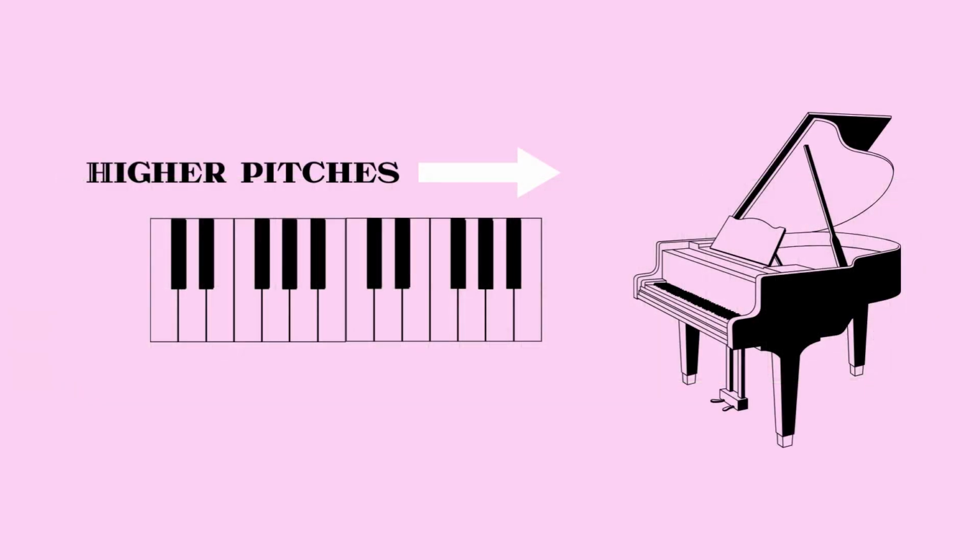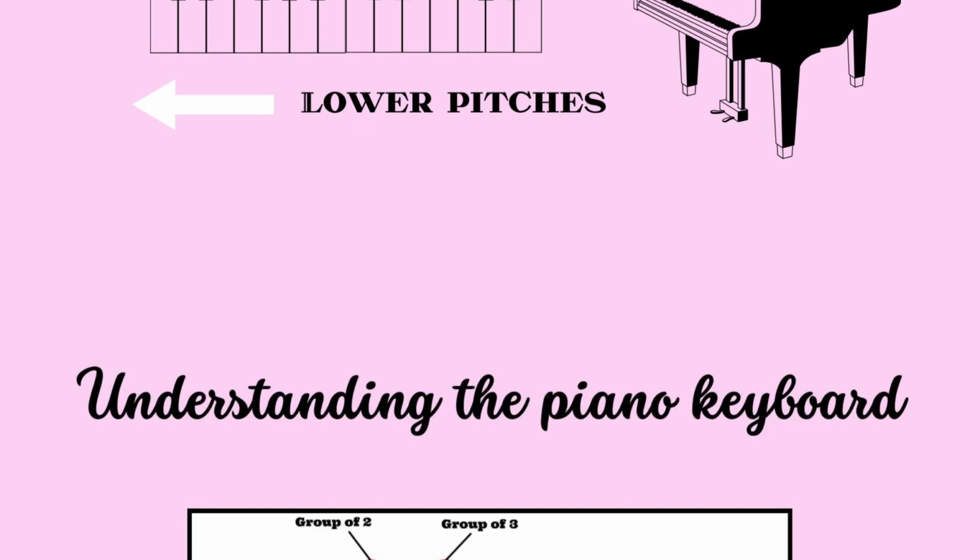A full-sized piano has 88 keys. In the middle of the keyboard, you will find a note we call middle C. As you move to the right of middle C, pitches get higher. As you move to the left of middle C, pitches get lower. This concept is important to understand so that you can use the piano keyboard to understand music theory and notation.